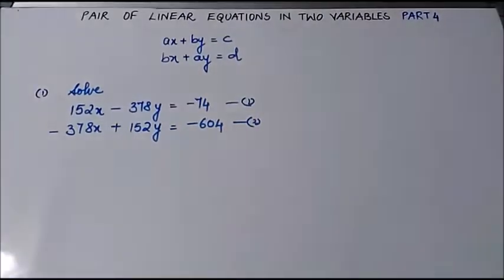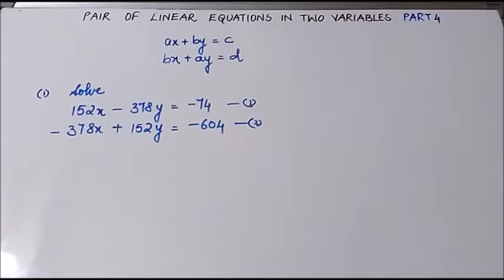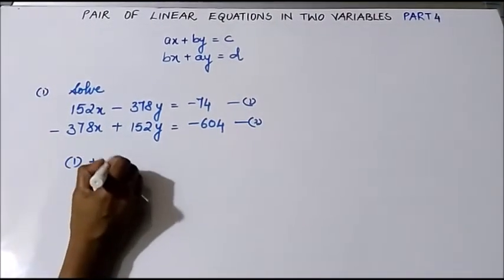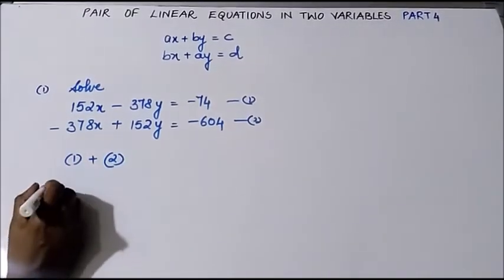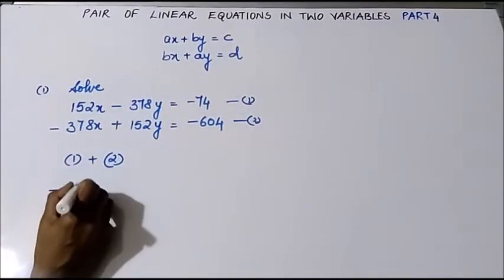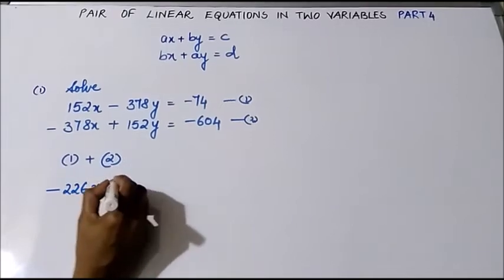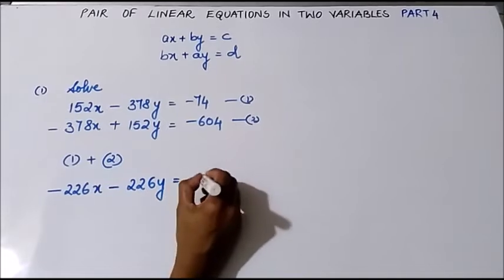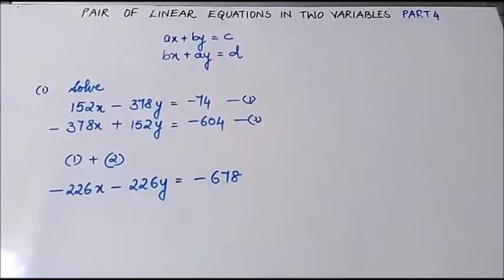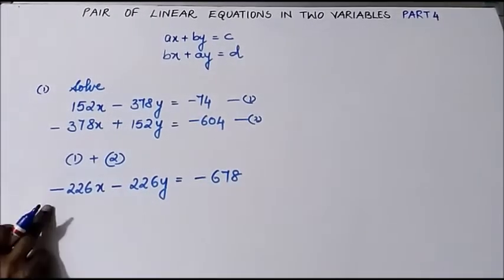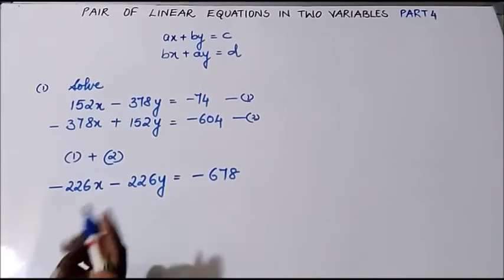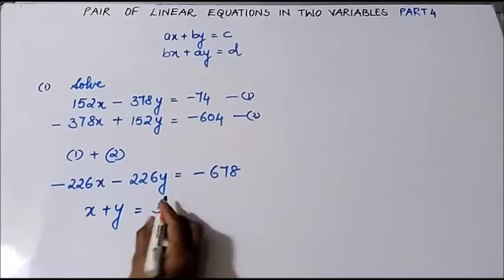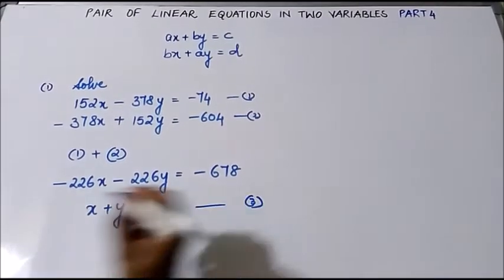Now before we start with the method that we have learned, that is substitution and elimination, first we will add both the equations, that is equation 1 plus equation 2. This will give us minus 226x minus 226y is equal to minus 678. As you can see, minus 226 is common, so let us simplify the equation. This will become x plus y is equal to 3. This will be your third equation.